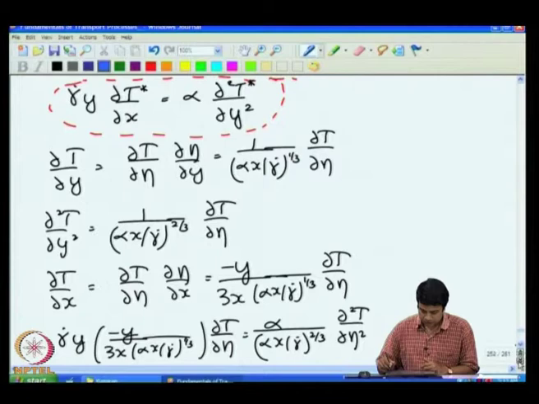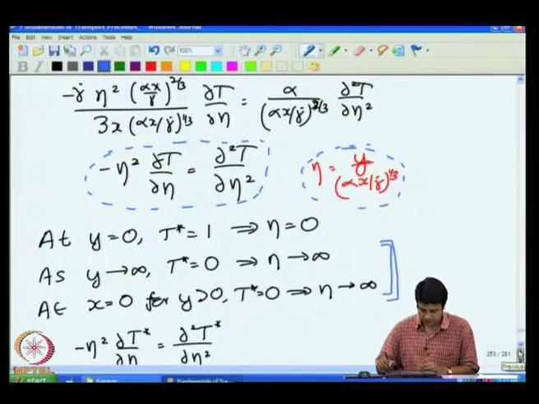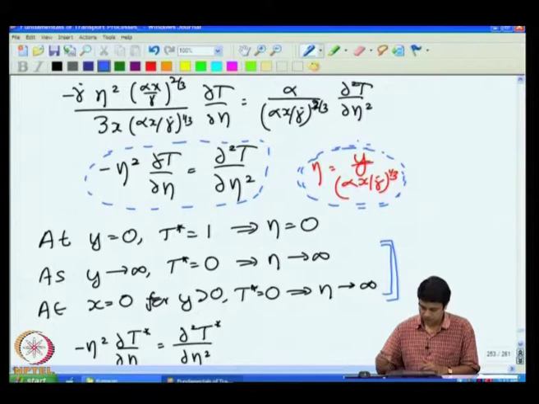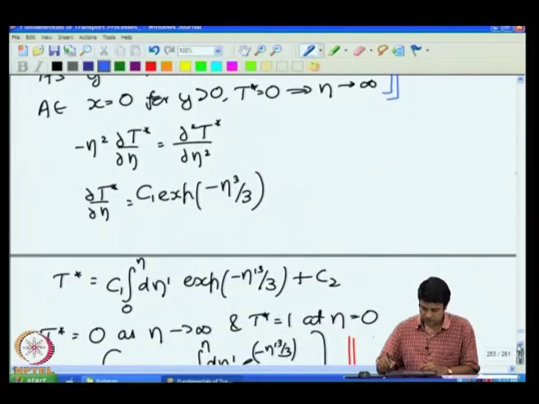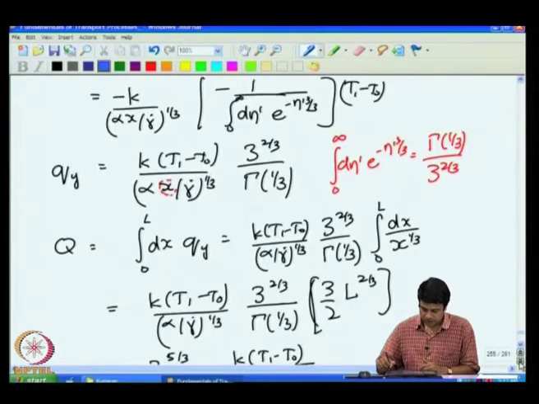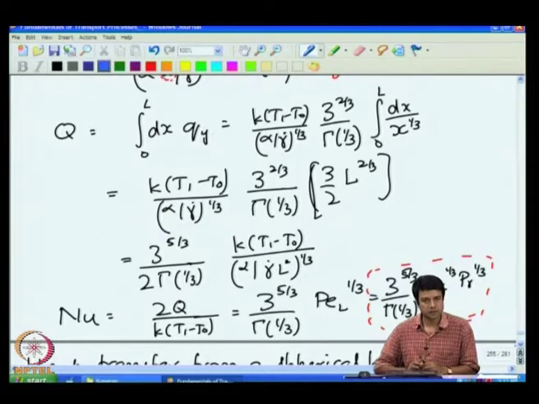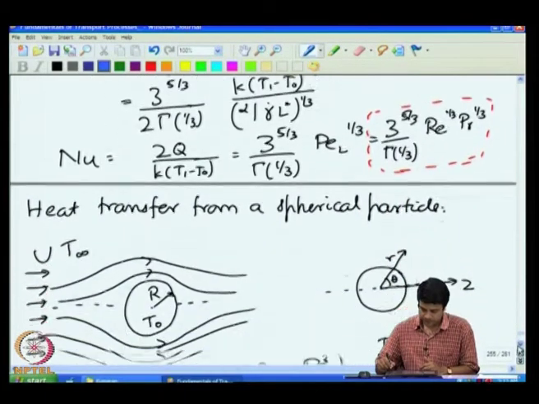Using that argument, we managed to get a solution in terms of a similarity variable eta. The similarity variable eta was defined as y divided by (alpha x by gamma dot) to the power 1/3. In terms of this similarity variable, I got a solution for the temperature field, and from that I got the heat flux, and finally a correlation between the Nusselt number, the Prandtl number and the Reynolds number.